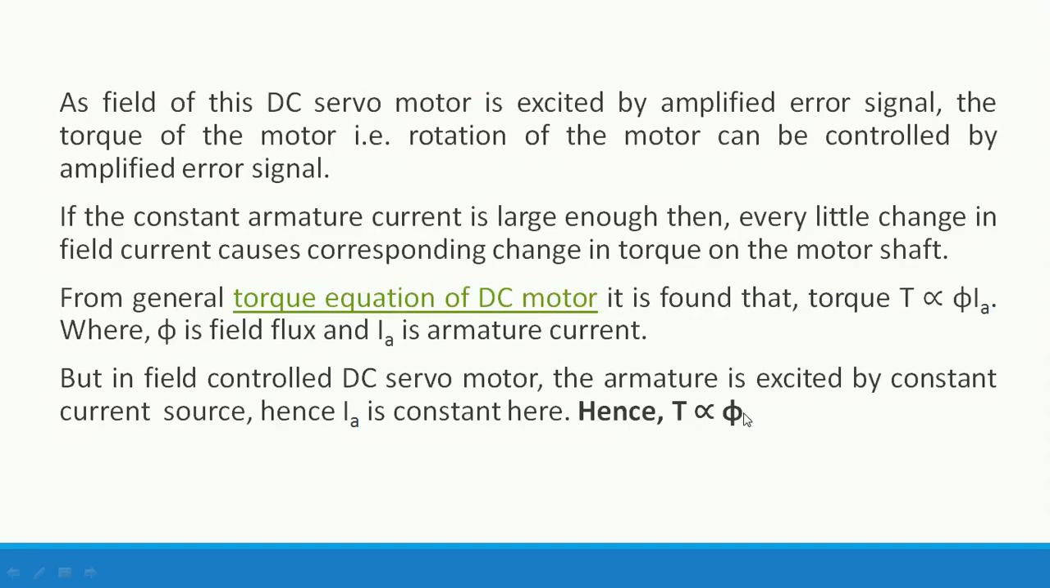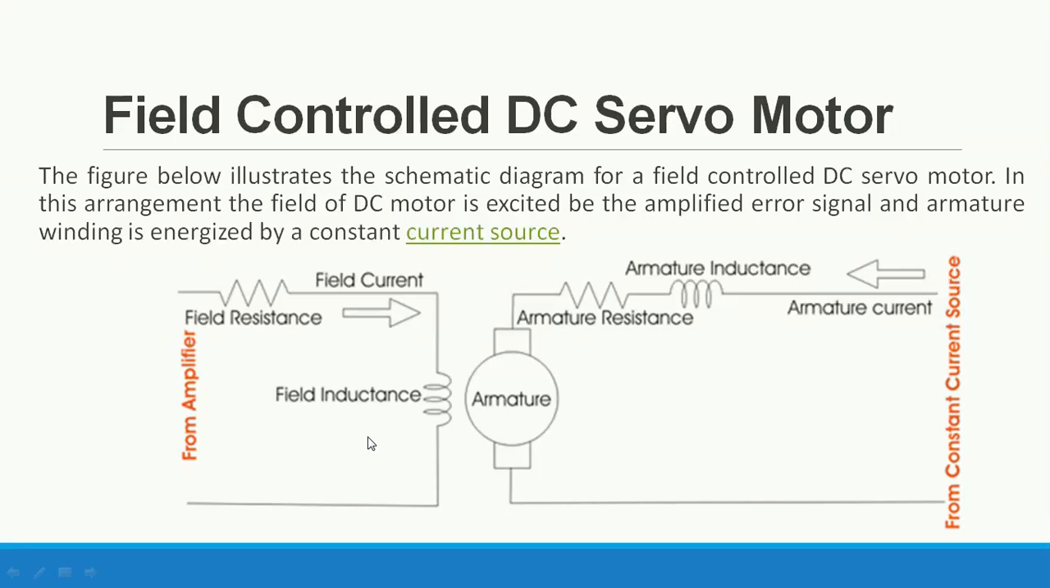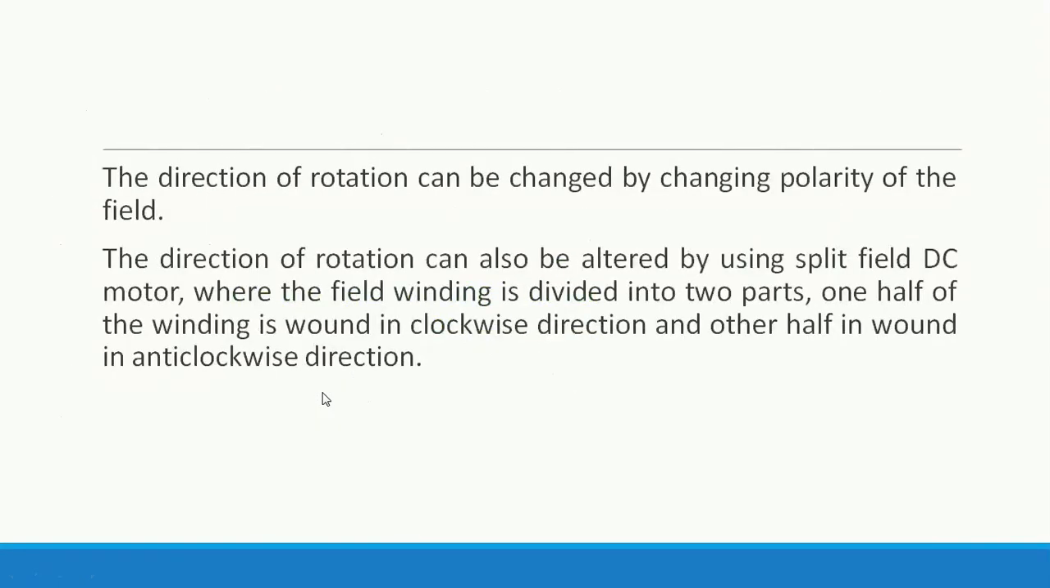So that means T will be directly proportional to the field flux. T is directly proportional to phi. This is a very specific thing mentioned here: torque is directly proportional to the field flux, and it is not dependent on current now. As the field flux increases, the torque also increases, and that can be increased by increasing the amplified error signal. So it is totally dependent on the field winding side.